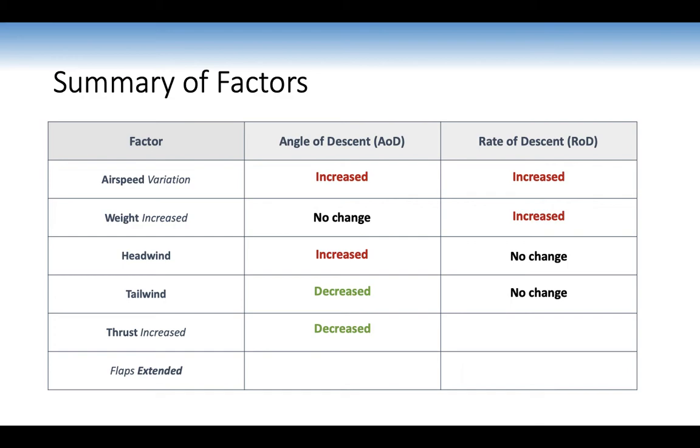Thrust increase, angle of descent decreases, and rate of descent is decreased as well. And if you extend flaps, angle of descent is increased, and rate of descent is increased as well due to that drag and that forward component of weight increasing.